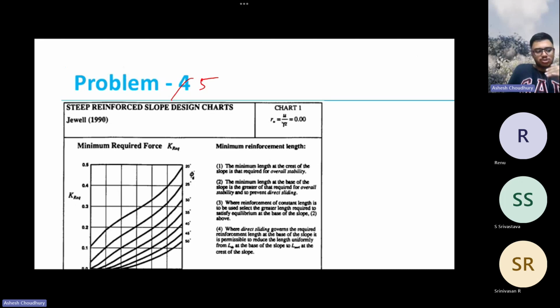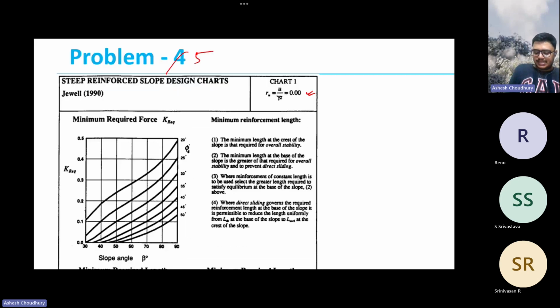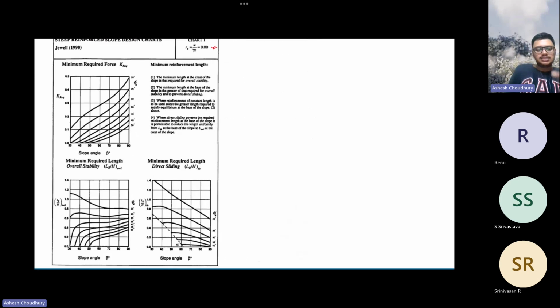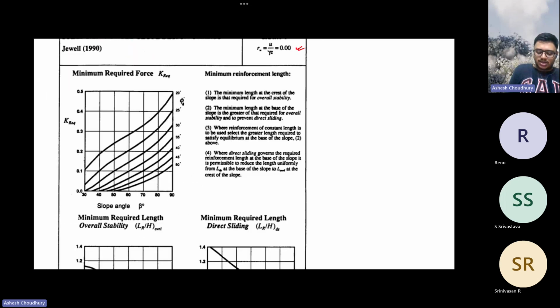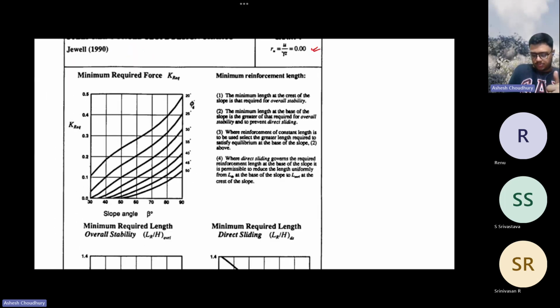Only for steep slopes you can use this. Okay, now we have RU equal to 0, so you are using the chart for RU equal to 0. Now you can see this chart has three graphs, three plots. The first plot gives us the minimum required force.